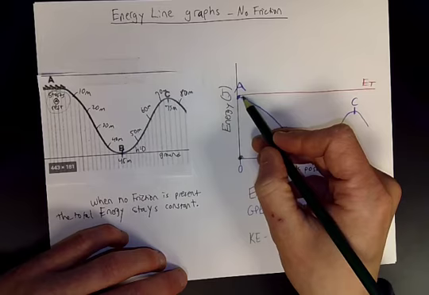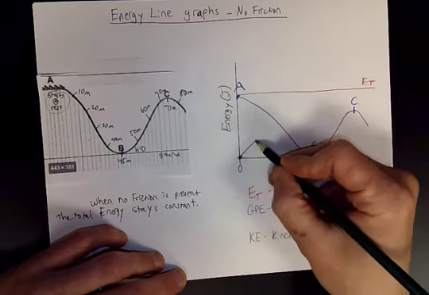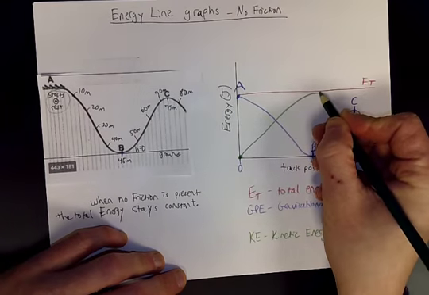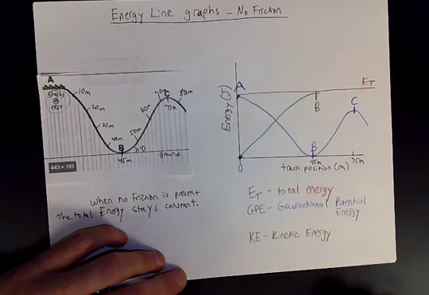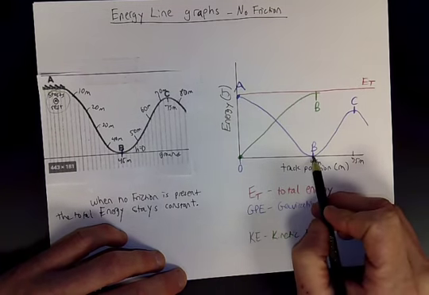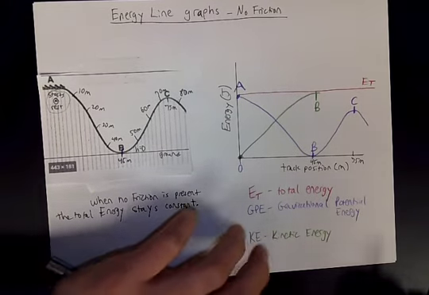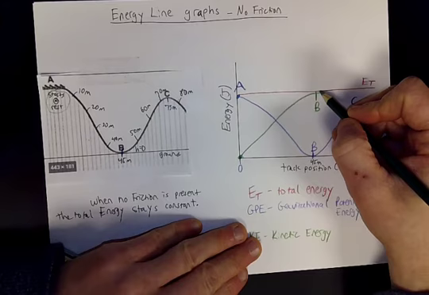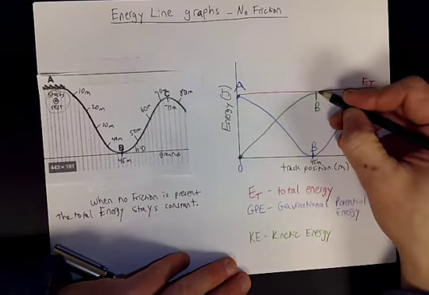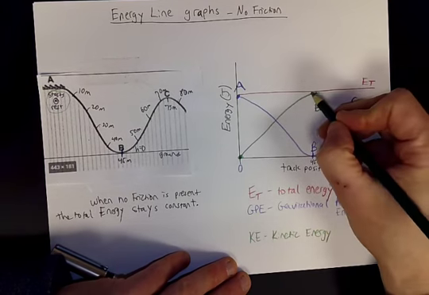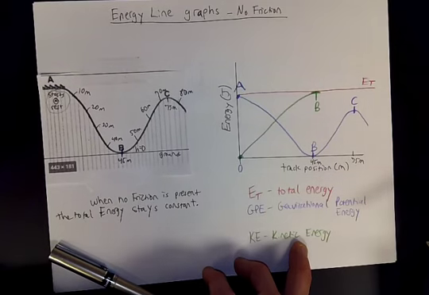Alright, so as the cart loses GPE, it's also gaining kinetic energy until, where does it have the most kinetic energy? Right here, position B. Alright, where it has the least amount of GPE, that's where it has the most kinetic energy. Okay, in fact, it goes all the way up to the total energy line because it has no GPE at that point, so all of its energy right here is kinetic. So this line should actually go up and meet the total energy line right there.